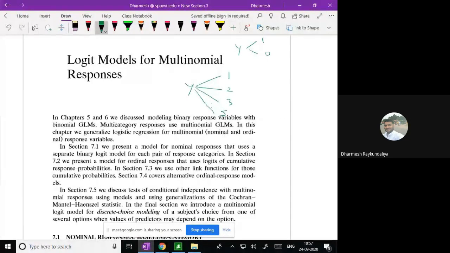The total categories are more than 2. So these are said to be a multinomial response. If it is a binary category, we call it a binomial response, and if it has more than 2 categories, we call it a multinomial response.